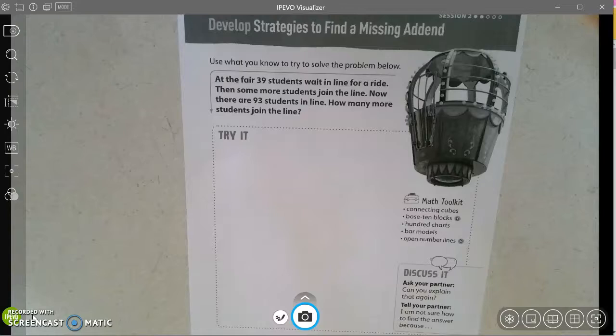So it says, at the fair, 39 students wait in line for a ride, then some more students join the line. Now there are 93 students in line. How many more students join the line?